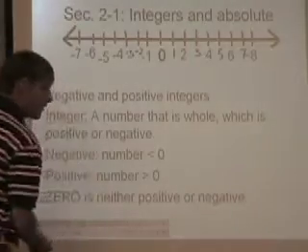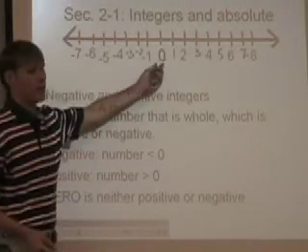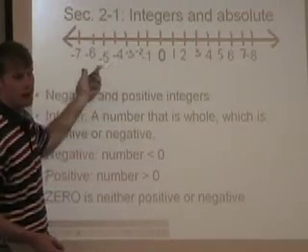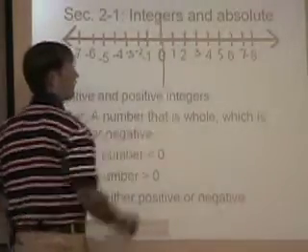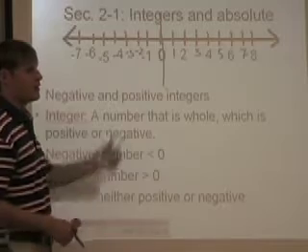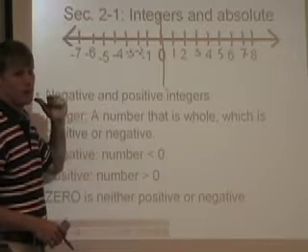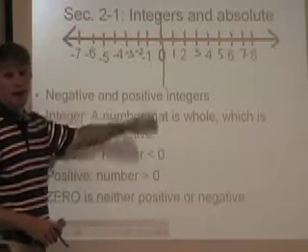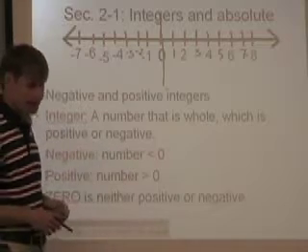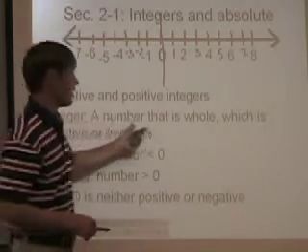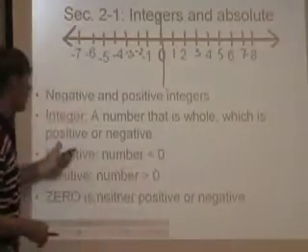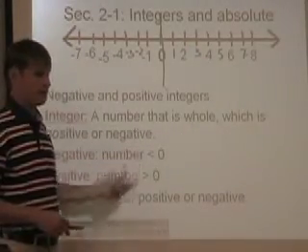First, a negative number is any number to the left of 0. 0 is your center point. Any number to the left of 0 is negative. Any number to the right of 0 is positive. Now, an integer is a number that is whole, which is positive or negative.